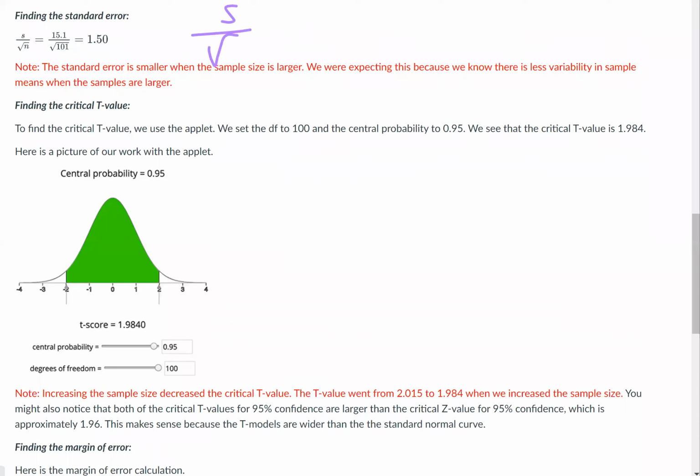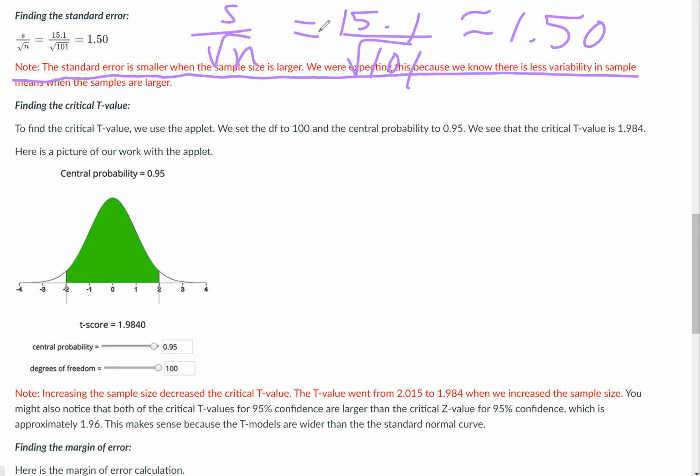S over the square root of n is 15.1 over the square root of 101. Using a calculator, you'd see that's 1.50 or thereabouts. Note that the standard error is smaller when the sample size is larger. We were expecting this because we know that there is less variability in sample means when the samples are larger, which we've mentioned before in a previous module.